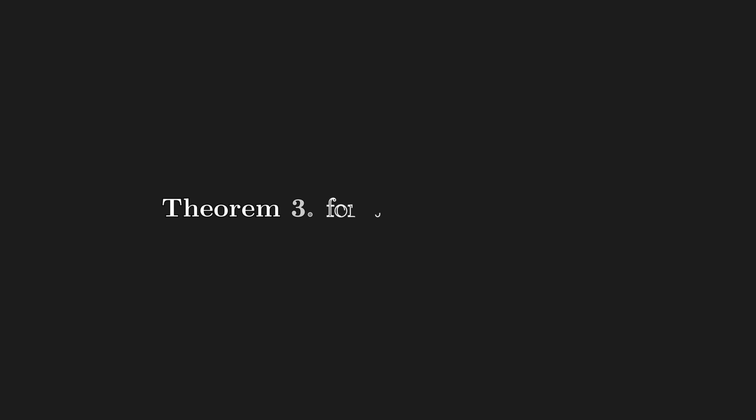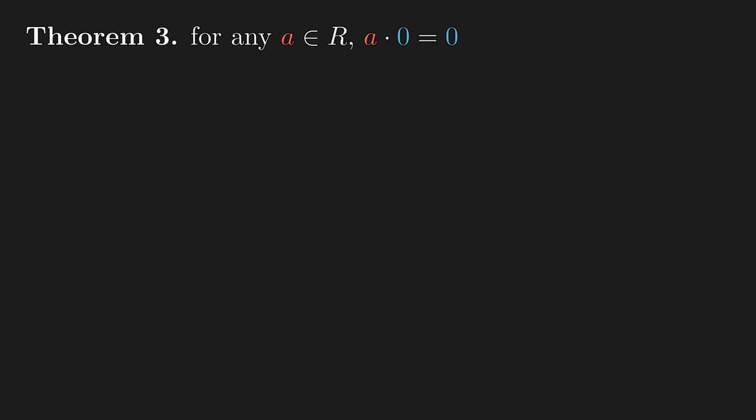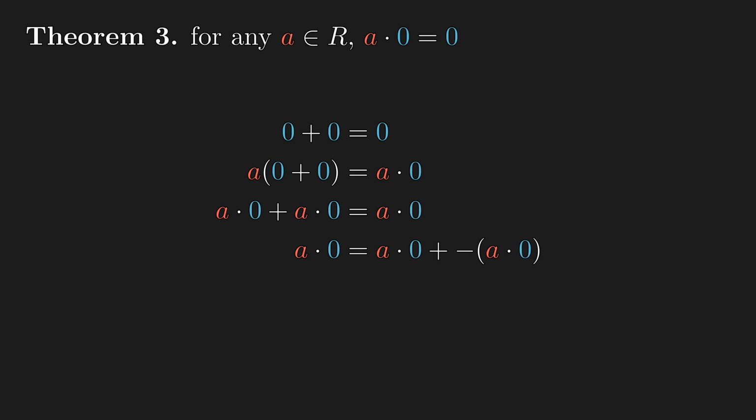The next theorem says take any A in the ring, then A times 0 is equal to 0. And we will start the proof with 0 plus 0 is equal to 0. Then we can multiply by A on both sides and use the distributive property. And using theorem 2, we can subtract A times 0 on both sides. And by the definition of inverse, A times 0 plus the negative of A times 0 is equal to 0. And this shows that 0 times anything is equal to 0.